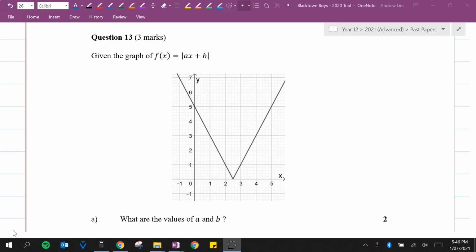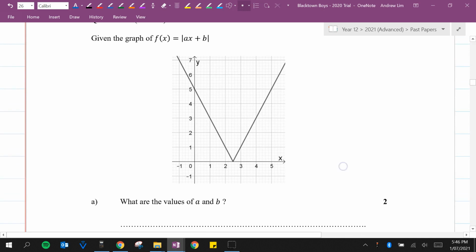Okay, this is question 13 of the 2020 Blacktown Boys Trial HSC. Given a graph of f of x is equal to the absolute value of ax plus b, what are the values of a and b? So we can see here, I'm probably just going to pick 2 points. I'll pick the intercepts here.